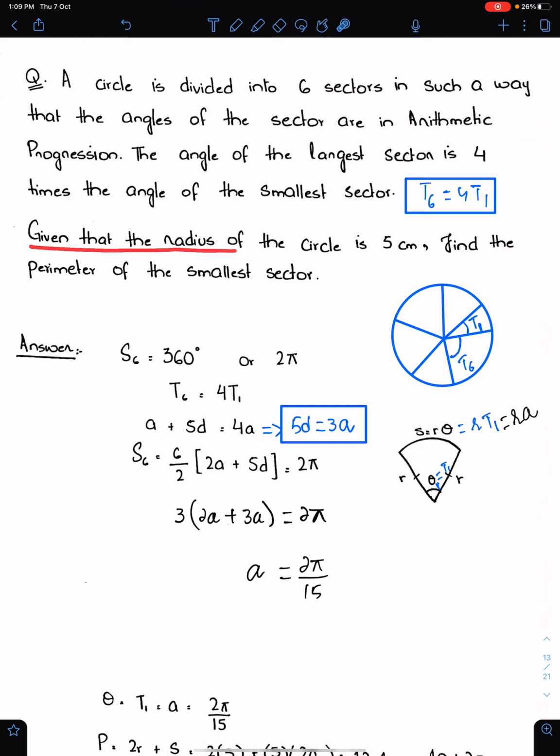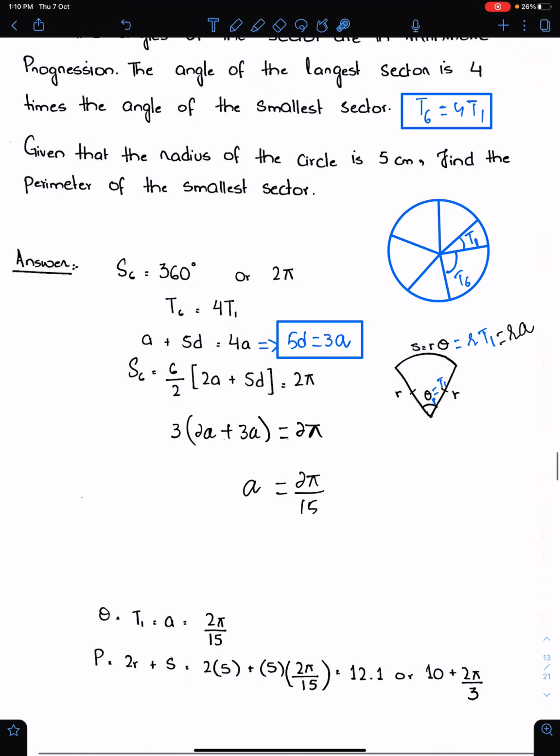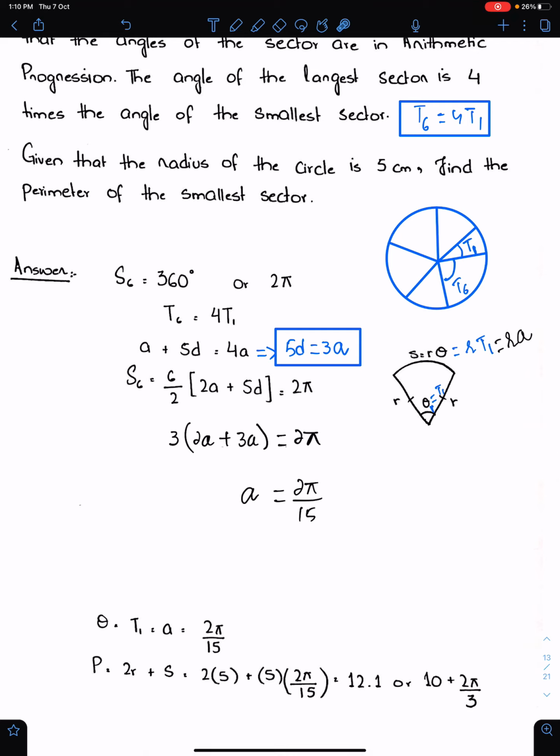Given that the radius of the circle is 5 centimeters, find the perimeter of the smallest sector. We need the perimeter of this sector. And the formula of perimeter is very simple. It should be 2r plus s. Now, we know S6 is 2 pi and T6 is 4T1. With the help of this information, we can make this relation, D in terms of A, 5D is 3A.